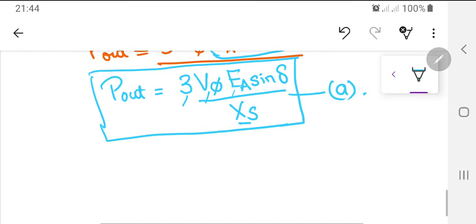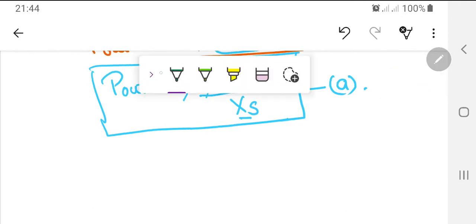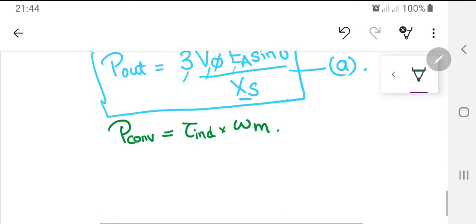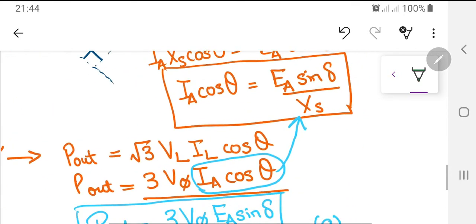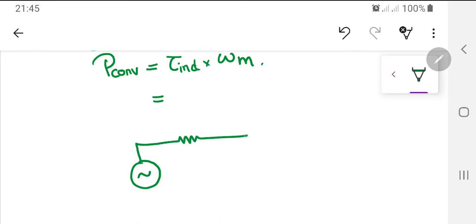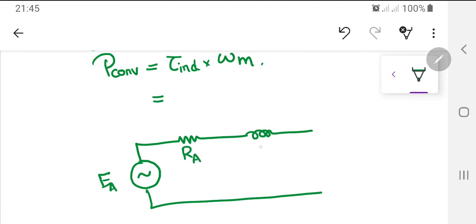Now the power that was applied to this generator, the power converted from mechanical into electrical, if I talk in terms of torque, was the induced torque times omega m. You all know this formula, P is equal to tau omega. Now this P converted, if I draw the equivalent circuit again because this is required, I'm only drawing the stator side. This is the resistance RA, this is jXS, this is the EA source, and certainly this will be the V phase over here.